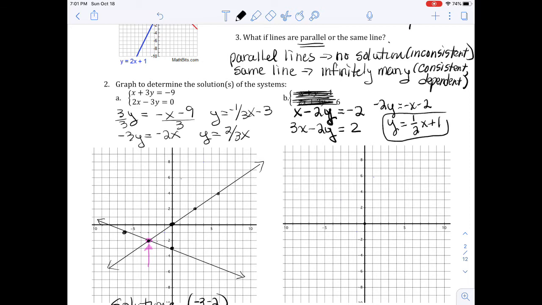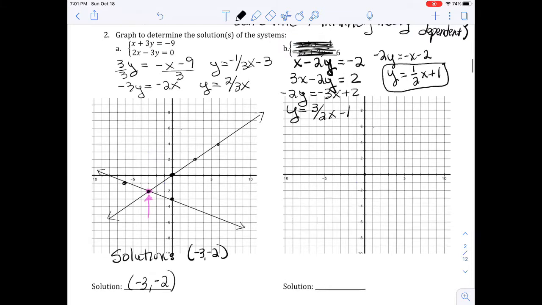So that is one line we're going to graph. Over here, we're going to subtract the -3x, so that's going to be -2y equals -3x plus 2. Dividing by -2, that line is going to be y equals +3/2 x minus 1.